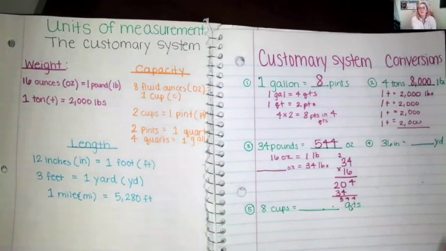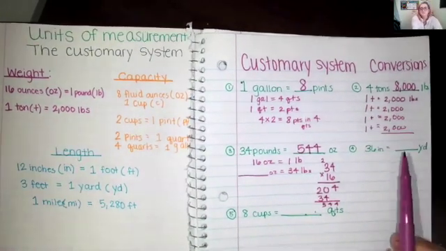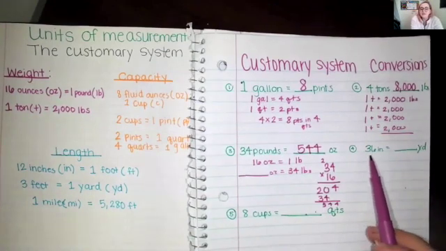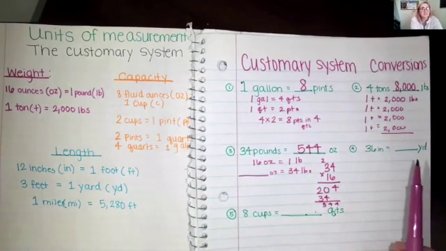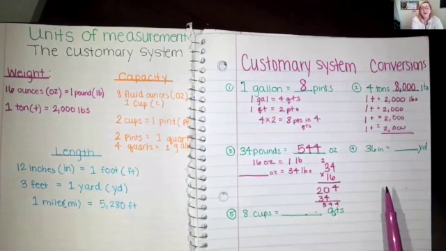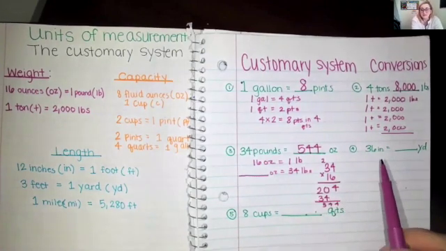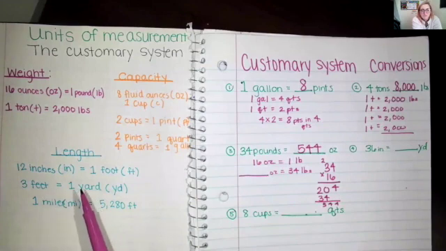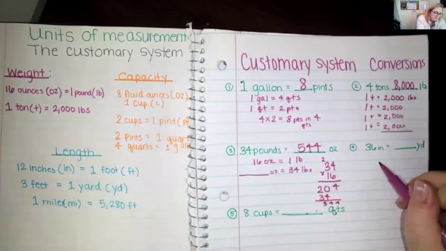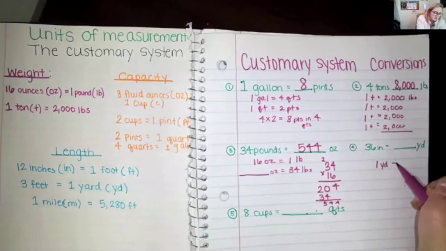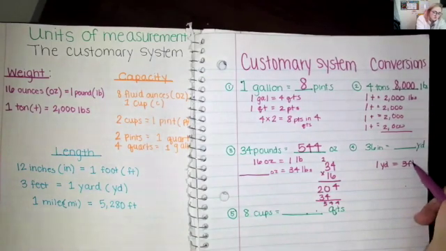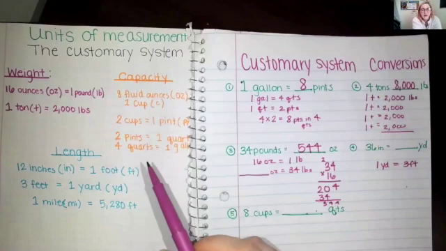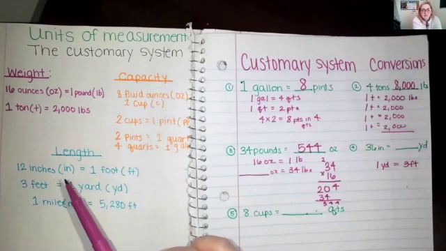Pretty good. Let's look at number 4. I want to figure out how many inches are in a yard. Ooh, so this is like a double whammy. We have to figure out how to go from inches to yards. Let's look at what we know. I know that from yards to feet, 1 yard is 3 feet. And then I know that 1 foot has 12 inches.